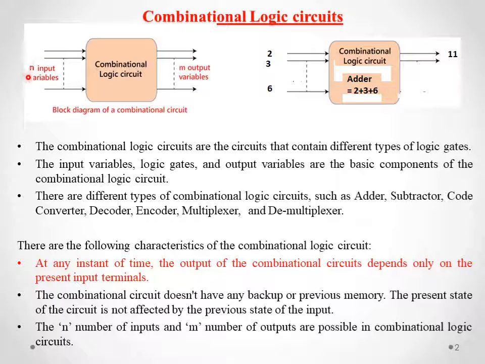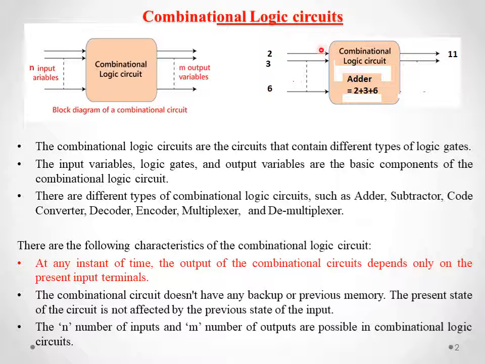It contains n number of input variables and m number of output variables. Here any one of the combinational circuits will be present. For example, I am considering my combinational circuit is an adder and my inputs are 2, 3 and 6. Now I am getting the output as 11. Now next I am changing my input 2 to 3. So the total becomes 12.